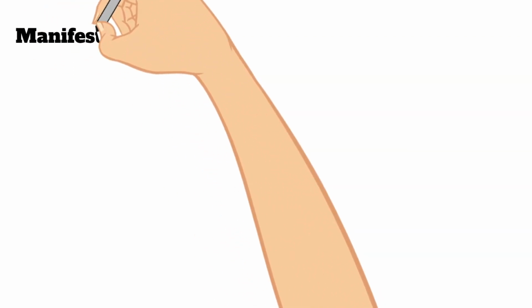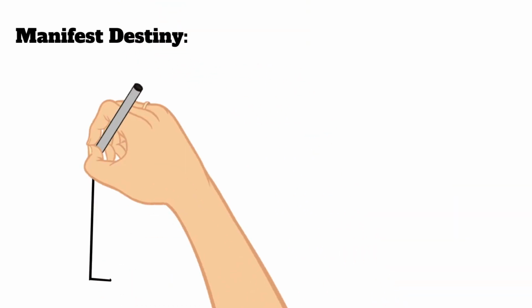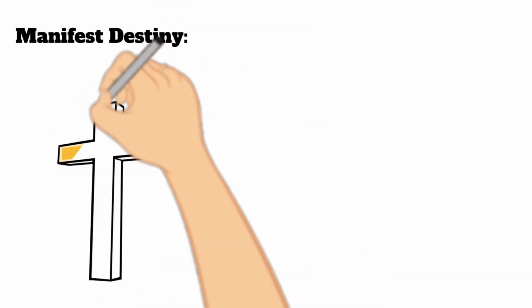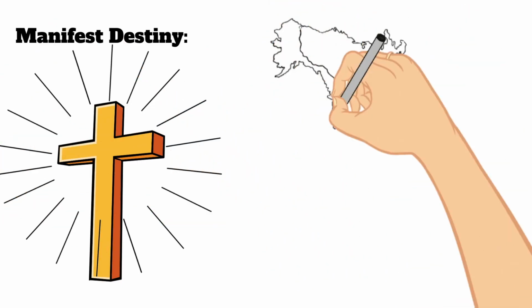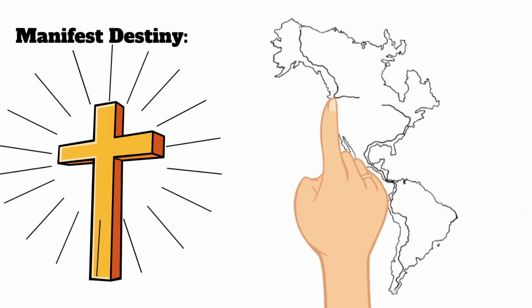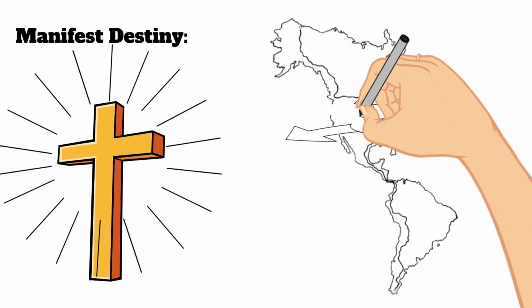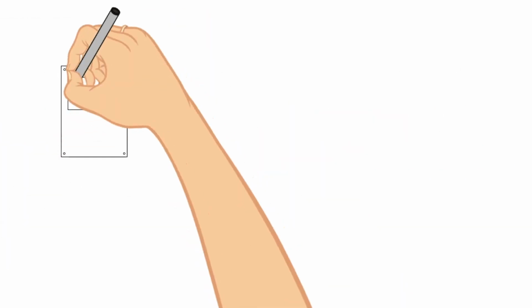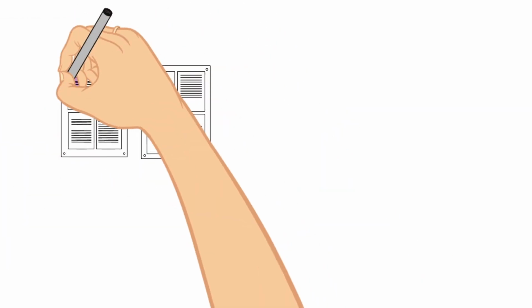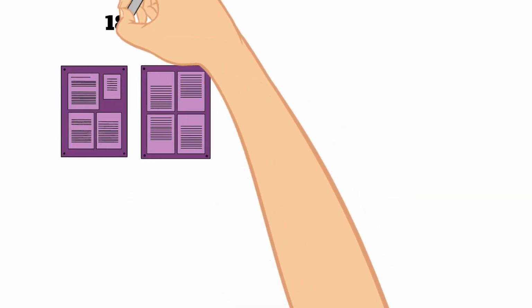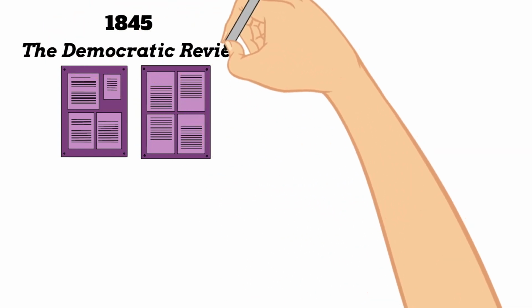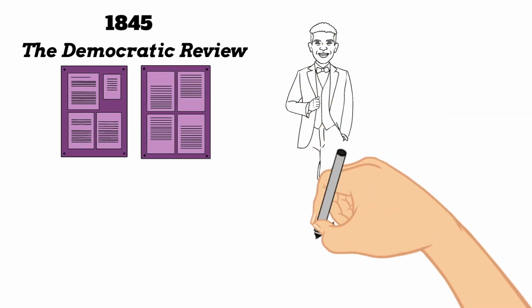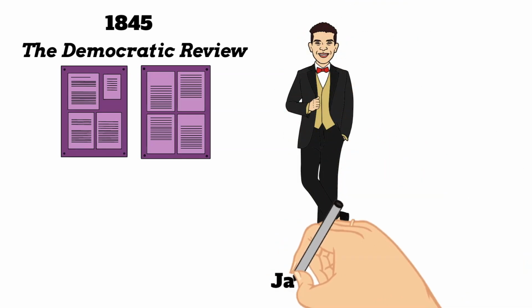Let's first talk about what manifest destiny is. This idea was that at the time it was believed the United States was destined by God to expand across the North American continent, bringing democracy and capitalism with them. The first time that this term was ever seen used was in an 1845 editorial, which was published by the Democratic Review. Our 11th president, James Polk, strongly believed in this idea.